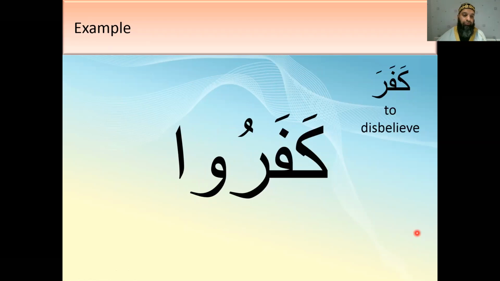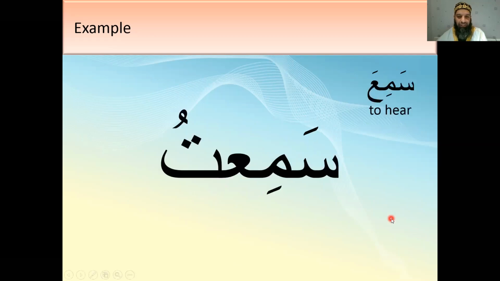Kafaru. They all disbelieved. Is there a football match on at this time? Maybe there is. Someone just written that they're watching a football match. Okay. So a few brothers, please.